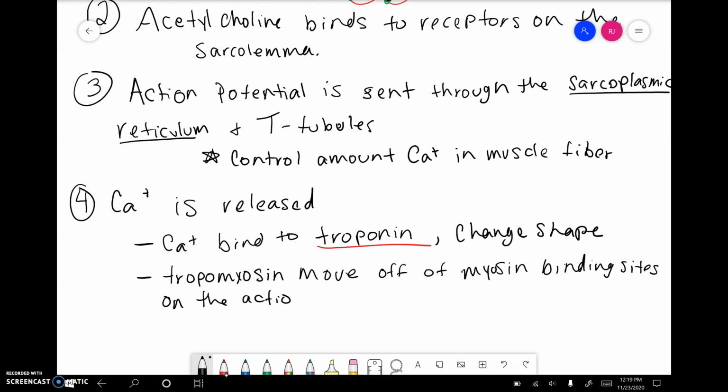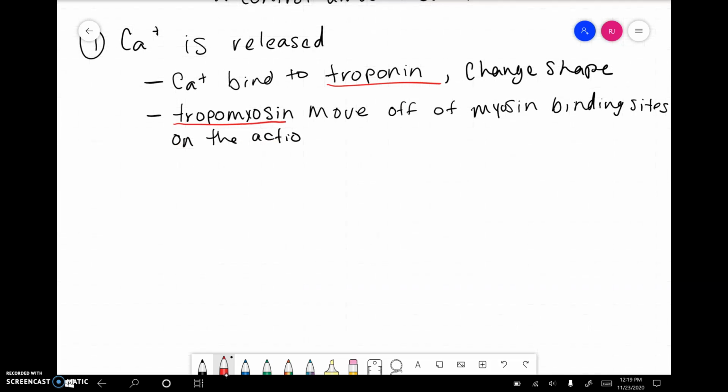Okay, so calcium is now released into the muscle fiber. That calcium is going to bind to troponin, and that troponin is going to change shape, which is going to cause the tropomyosin here to move off of our actin binding sites. So our next step here, so I should say actin.